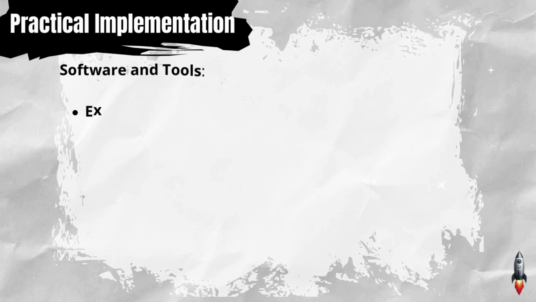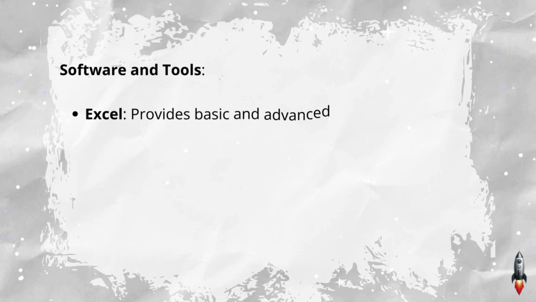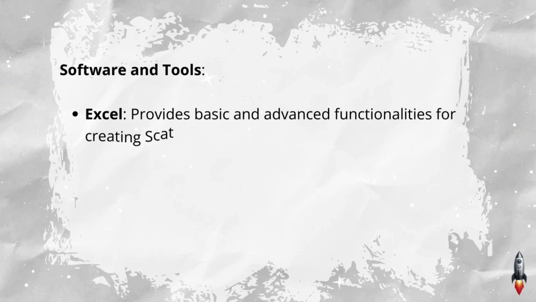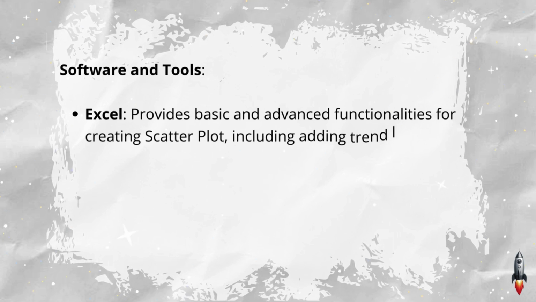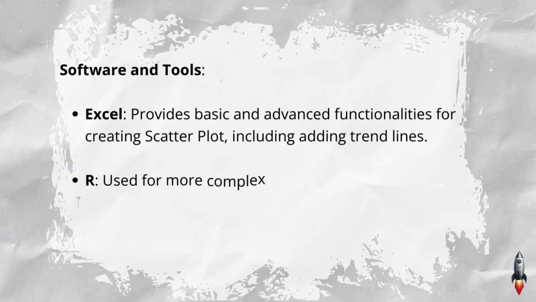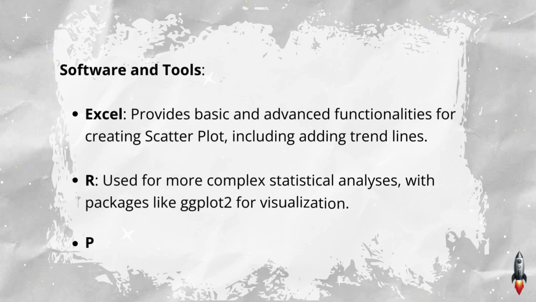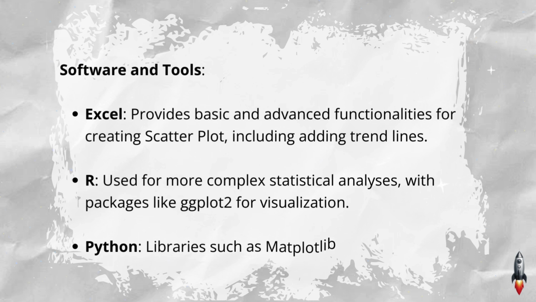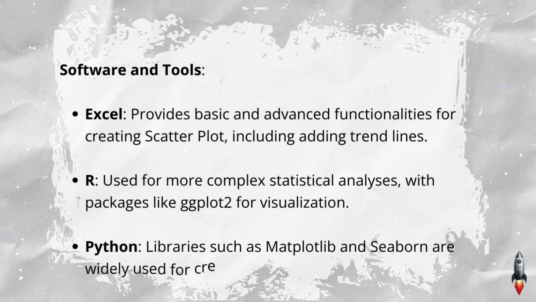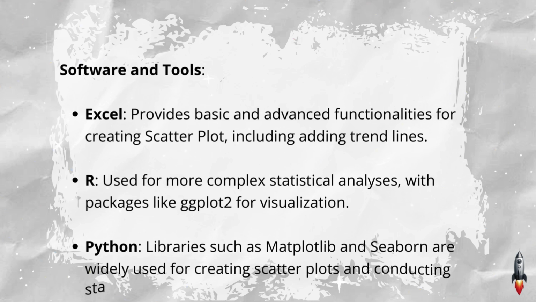Software and tools. Excel provides basic and advanced functionalities for creating scatter plots, including adding trend lines. R, used for more complex statistical analyses with packages like ggplot2 for visualization. Python. Libraries such as Matplotlib and Seaborn are widely used for creating scatter plots and conducting statistical analyses.